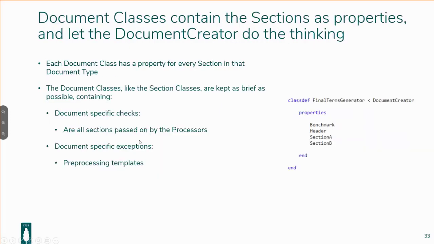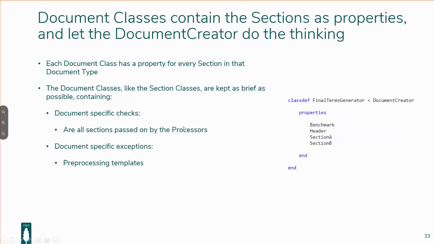So the document filler and the section classes cannot function separately, of course. For that, we need a very similar structure for the entire document. So that would be, in our case, the document class and the document creator. And very much like the section classes, the document class has a property for every section that is contained in a document type, as can be seen on the slide. So for the final terms, we have 4 different sections for which we have a property stored in the class.